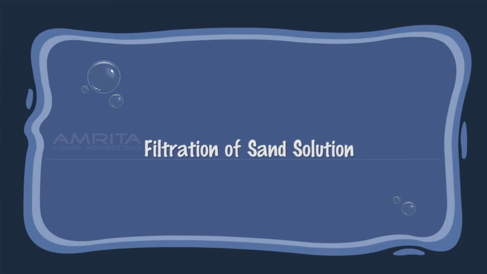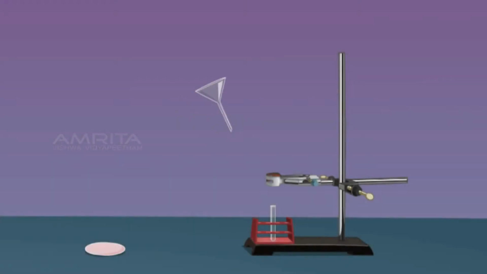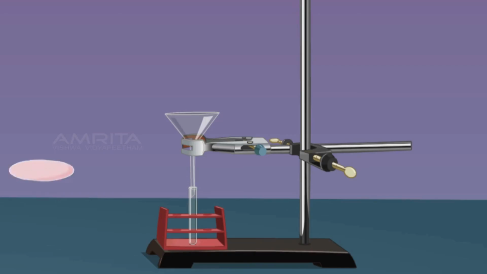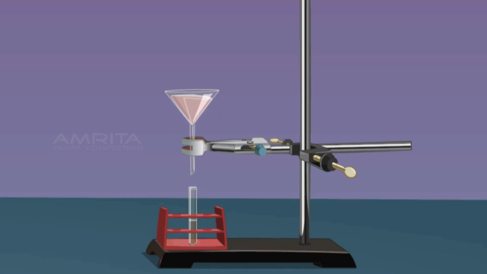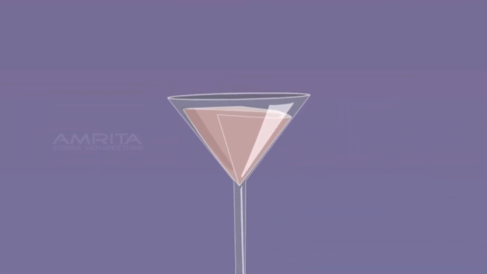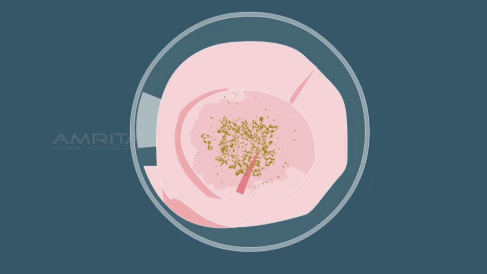Filtration of sand solution. Place a funnel over a test tube using a clamp stand. Then place a filter paper in the funnel. Now pour the sand suspension taken in another test tube through the funnel. A clear filtrate is obtained. Sand particles are seen on the filter paper. This indicates that suspended components of a suspension can be separated by filtration.